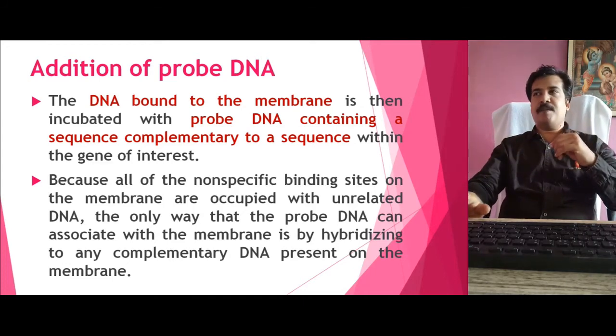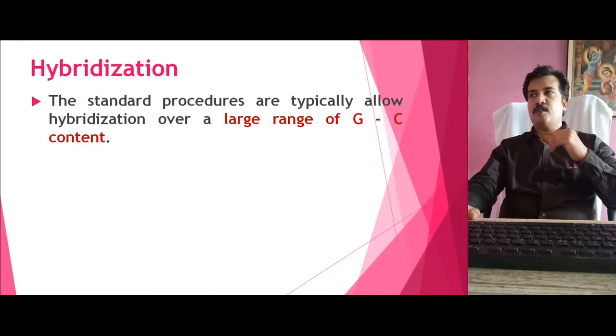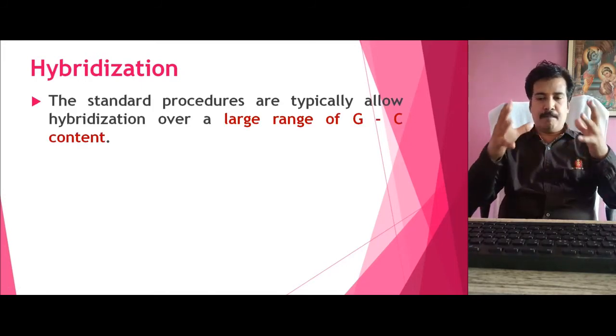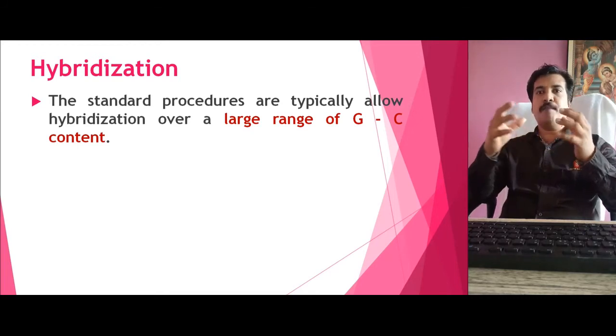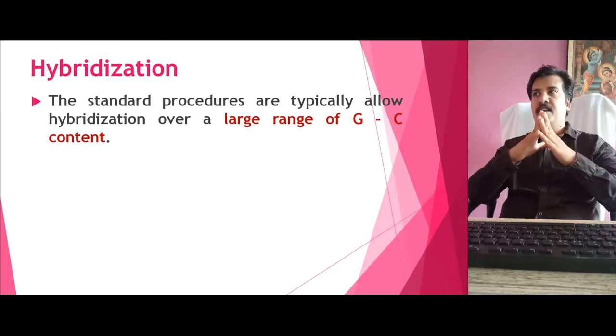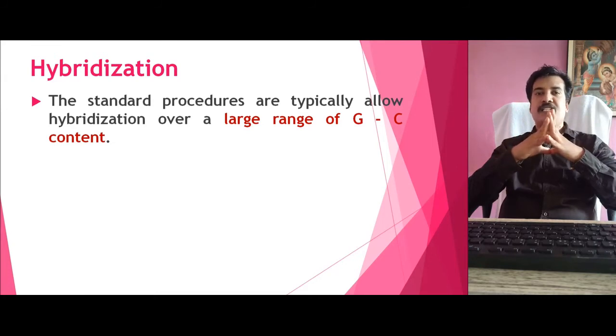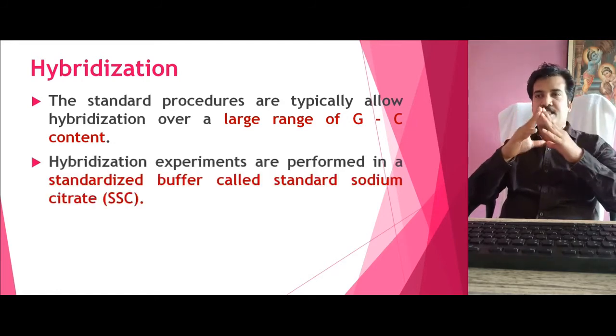So the next step is the hybridization. After we add the probe DNA, we have to wait for some period of time so that the hybridization, that is the annealing between the complementary strands, can occur. Generally, hybridization is possible only in the area which is rich in G and C content, that is the guanine and cytosine content. Where it is rich, hybridization is possible.